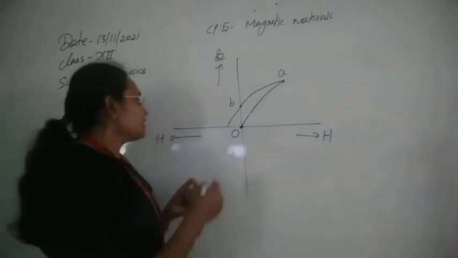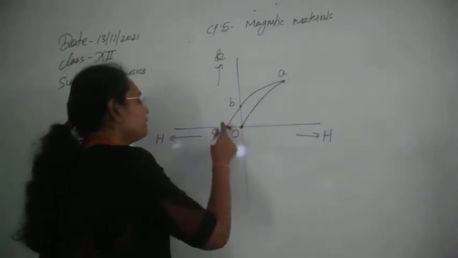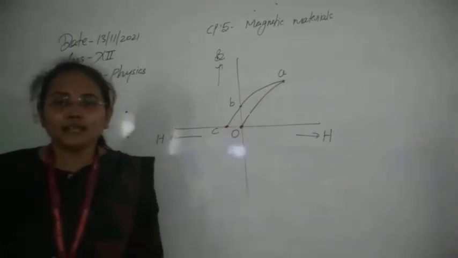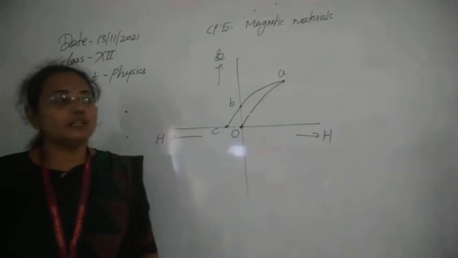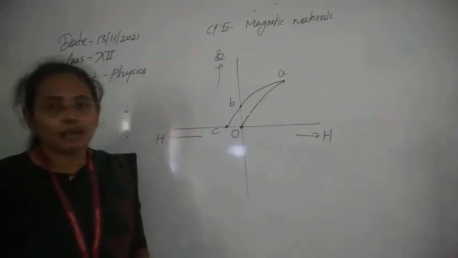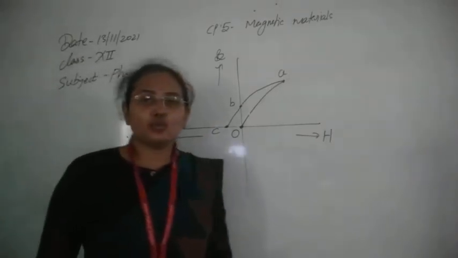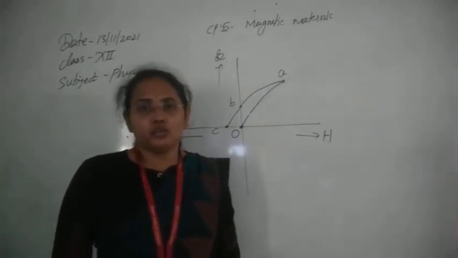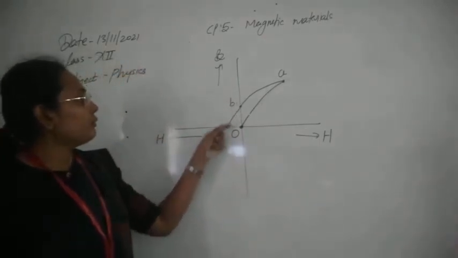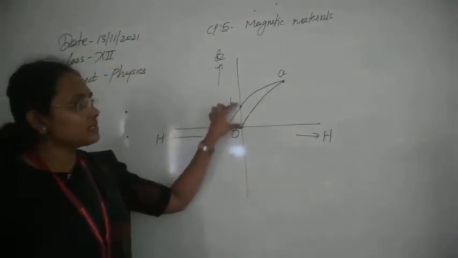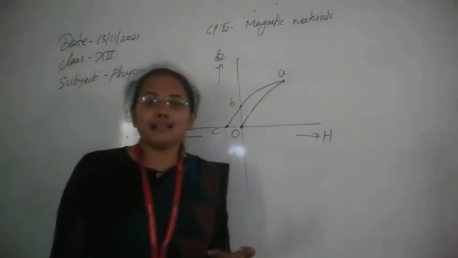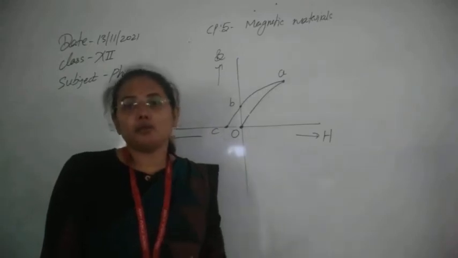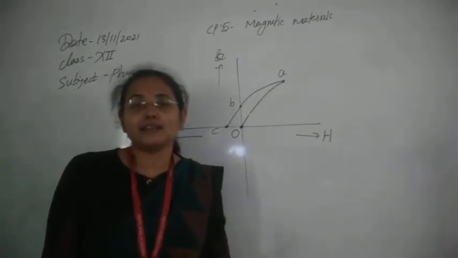So in this graph from B to C, this OC is the magnetizing field that is needed to remove the retentive behavior of the sample. This OC is known as the coercive property of the material, or we call it coercivity. These are two very important properties, the retentive property and the coercive property. Retentive property means how much magnetization the sample has retained, and coercive property means how much magnetic field we have to apply to remove that magnetization that it has retained.